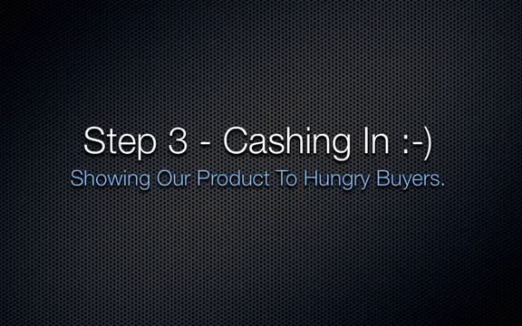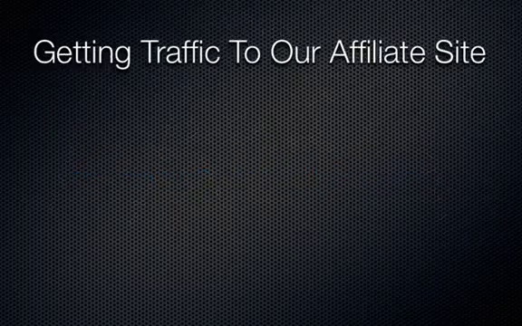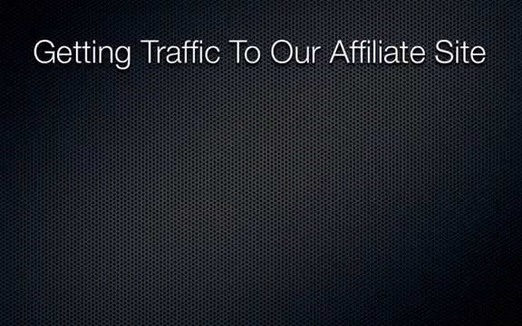Now, to show our product to our hungry buyers, what we need to do is get traffic to our affiliate site, right? Remember that link that we created as our affiliate link? What we need to do is get a lot of people to click on that link and visit that affiliate offer, which we did not have to create, and we did not have to make that product. We just need to refer as many people as we can to that affiliate link of ours. And then when people go there and buy, we make commissions, okay?